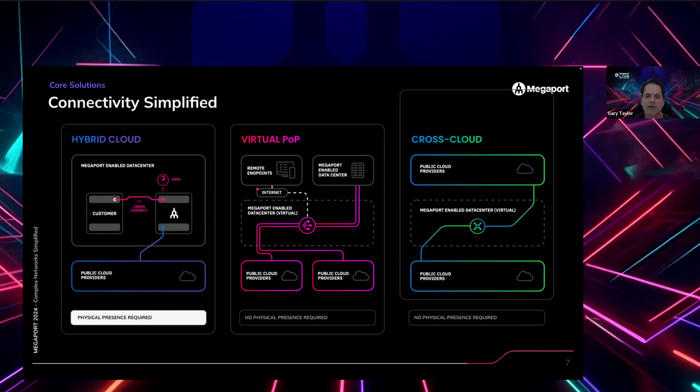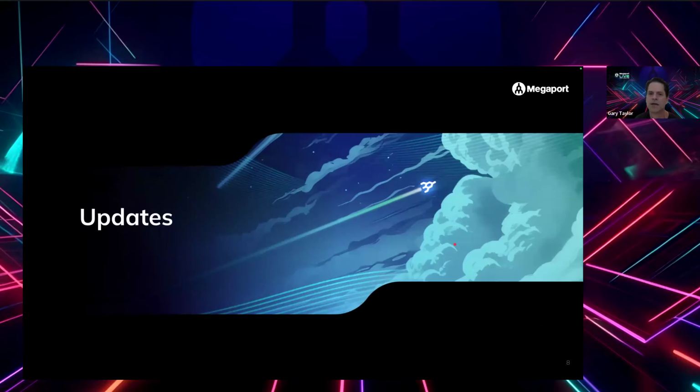We then have virtual POP. This is an on-demand network function. Here you can deploy virtualized SD-WAN gateways, virtual routers, virtual firewalls in minutes, in real time, in over 90 locations globally. And then on the right, we have what we call cross-cloud, where we spin up a virtual router. It handles traffic between two or more clouds, but we support up to 25 VLANs per virtual router. And the name of our virtual router is Megaport Cloud Router or MCR.